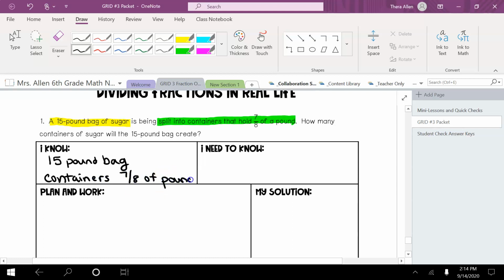I know I'm not writing this in a very proper way, but you get the gist. Now, what is it asking me? What do I need to know? It says, how many containers of sugar will the 15-pound bag create? So I want to know how many containers of sugar I'm going to need. I'm just going to put how many containers.